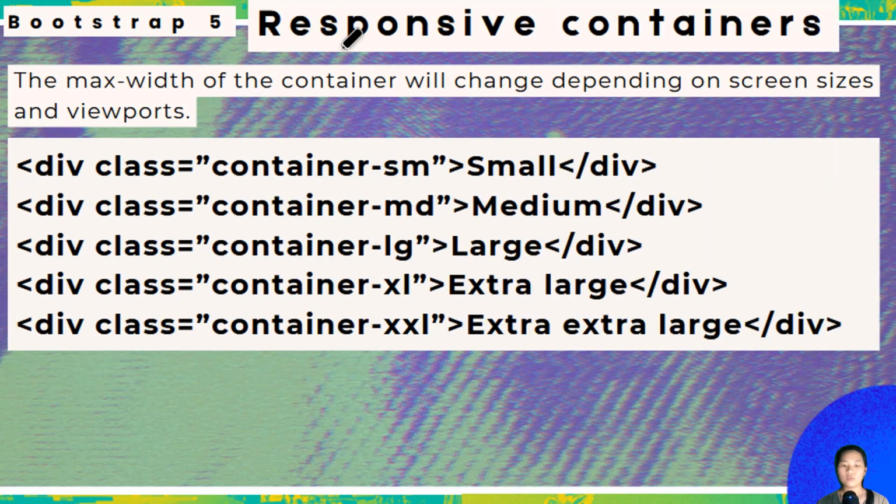Now we have responsive containers. This is the last part talking about containers before we move on to styling. The max width of the container will change depending on screen sizes and viewports. This is very simple. Container SM for small, MD for medium, LG for large, XL for extra large, and XXL for extra extra large. Familiar terms with clothing sizes as well.